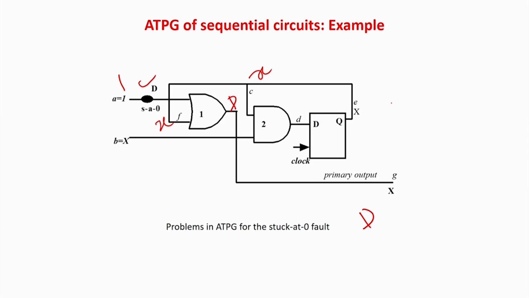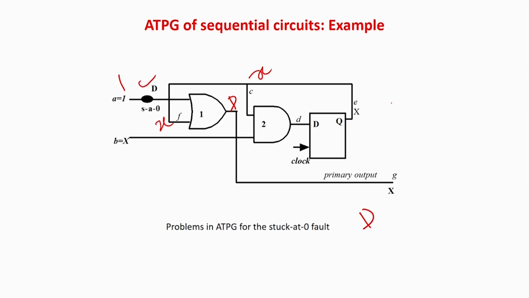Like in combinational circuits, the line F or C would have been a primary input and you could have directly put a 0 over here. But now, as this is a sequential circuit, X, that is line F and C, are outputs of a flip flop and it is a non-controllable line directly, which actually makes the problem very, very difficult.